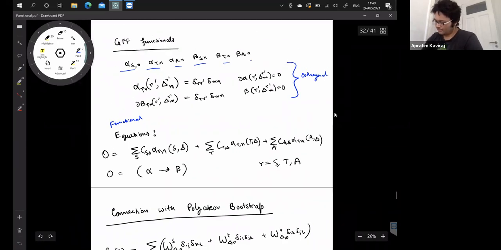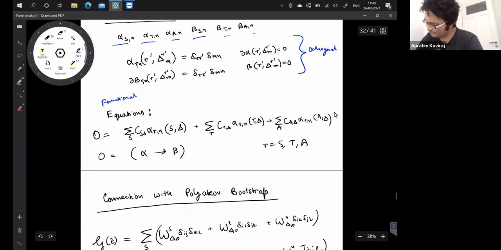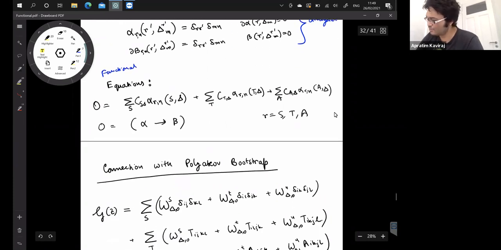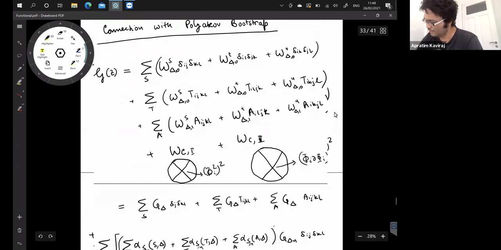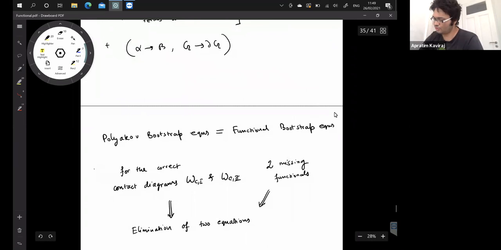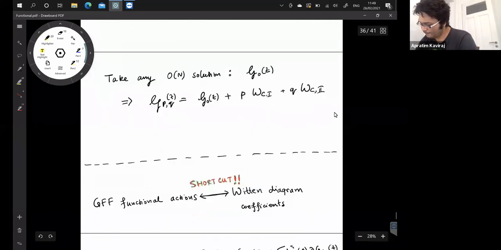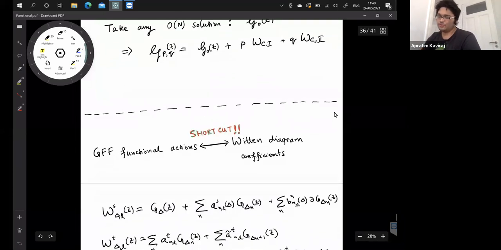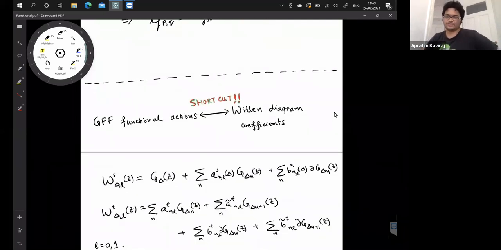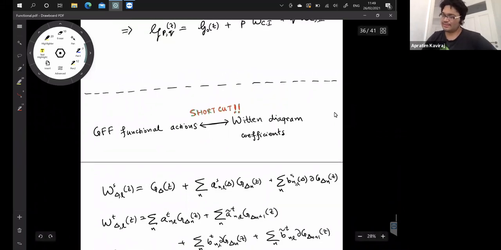So I had a slide for the connection with Polyakov Bootstrap, which I'm going to skip because it's been too long. I'll just show you one advantage of the GFF equations: it can be shown that the action of the GFF functionals can be directly derived from the Witten diagram coefficients, from Witten diagrams. So this is one real advantage of working with GFF functionals.